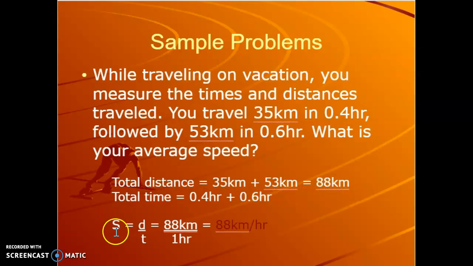After that, speed is equal to distance over time. So we can do 88 kilometers divided by 1 hour. This gives us a speed of 88 kilometers per hour.